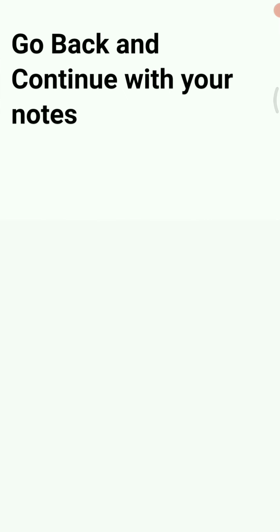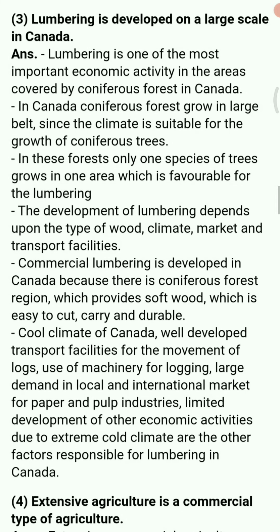Next is lumbering is developed on a large scale in Canada. Now Canada is rich in coniferous forest. Coniferous forest has the characteristic of softwood, which is basically used for lumbering purposes. Because of that, these trees have the very suitable climate which they need. So they grow in such a favorable climate, and only one species of tree is grown in the whole forest. So these are very soft, which can be easily cut down.